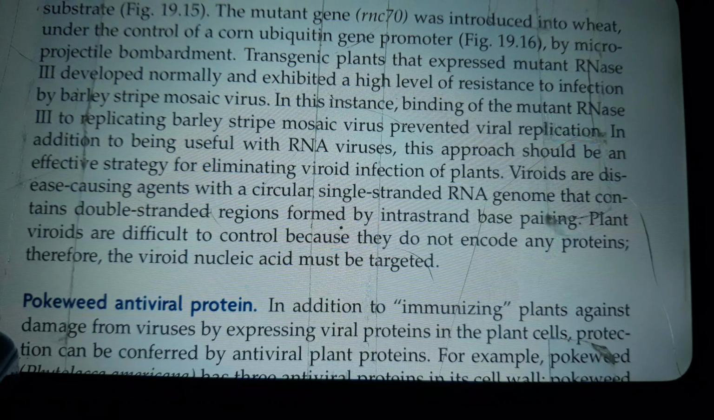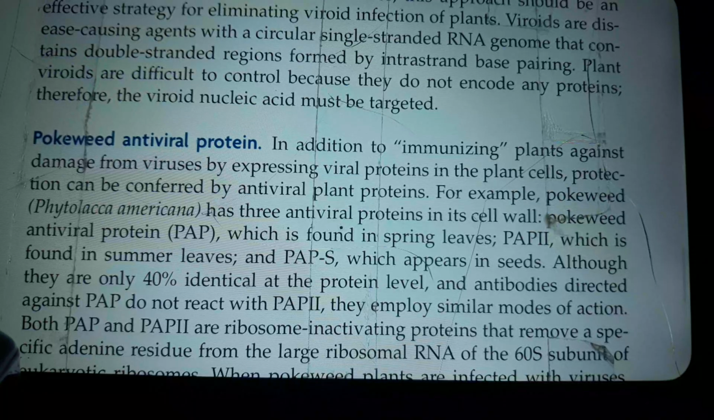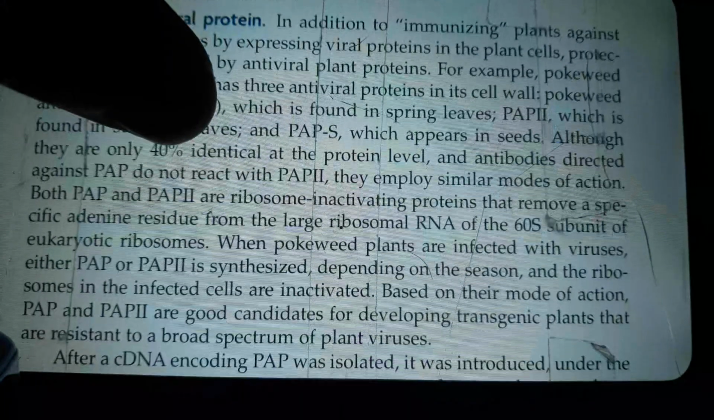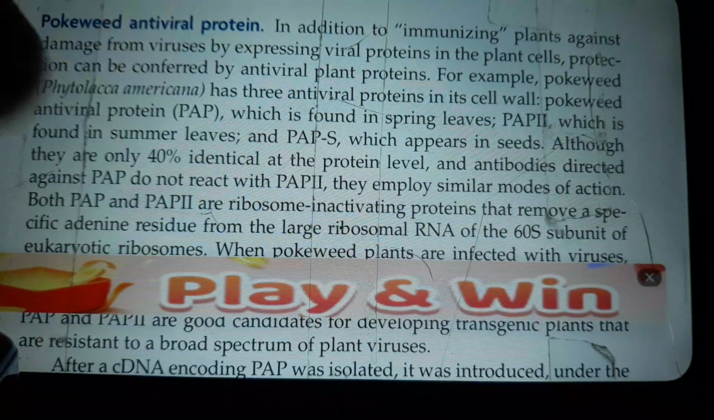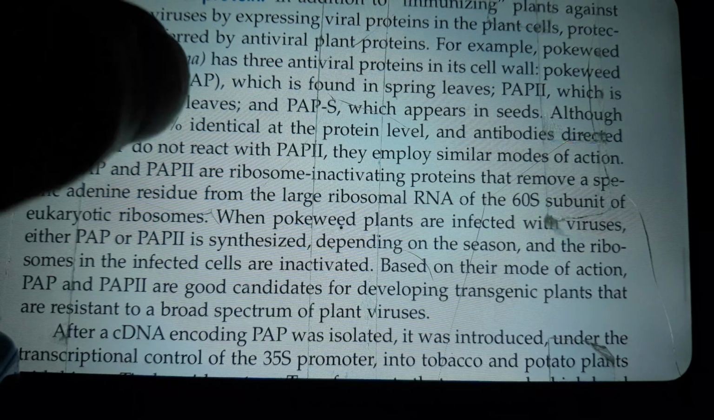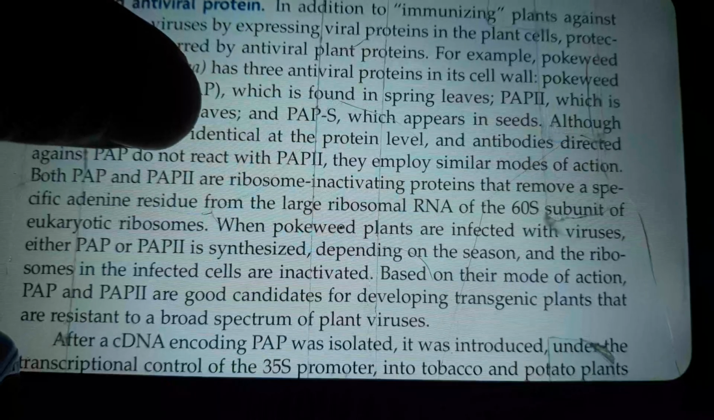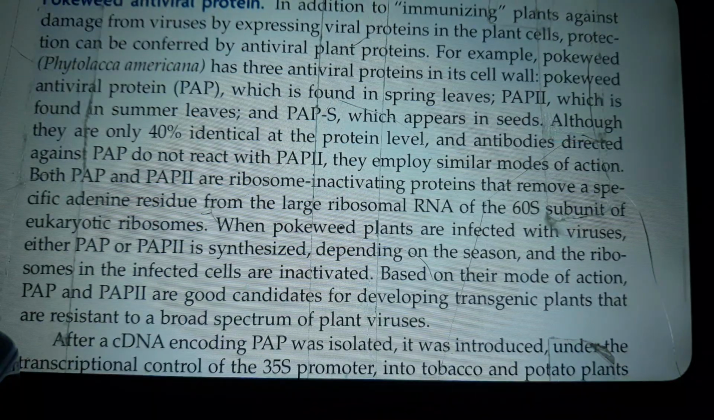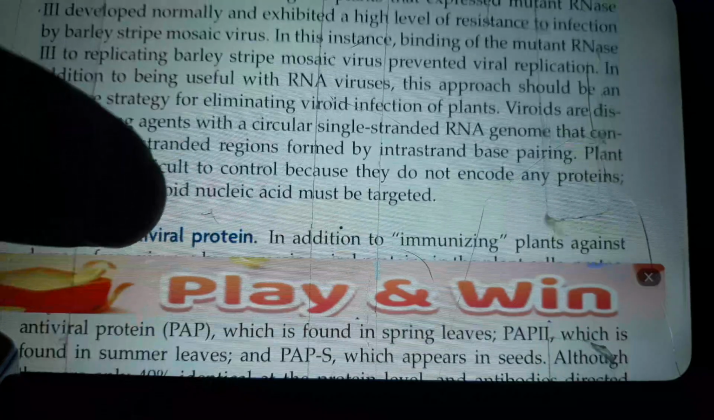Viroids are disease-causing agents with a circular single-stranded RNA genome that contains double-stranded regions formed by intra-strand base pairing. Plant viroids are difficult to control because they do not encode any proteins. Therefore, the viroid nucleic acid must be targeted. Pokeweed antiviral protein. In addition to immunizing plants against damage from viruses by expressing viral proteins in the plant cells, protection can be conferred by antiviral plant proteins.